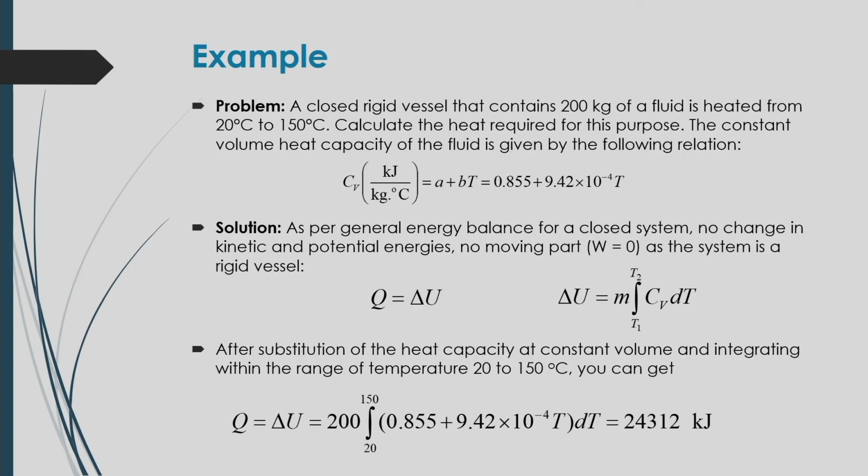In this case, a closed rigid vessel that contains 200 kg of fluid is heated from 20 degrees Celsius to 150 degrees Celsius. You have to calculate the heat required for this purpose. The constant volume heat capacity of the fluid is given by the following relation for that particular material.